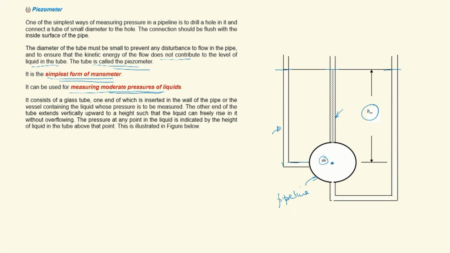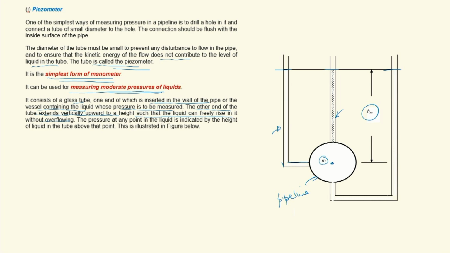It consists of a glass tube, one end of which is inserted in the wall of the pipe or the vessel containing the liquid whose pressure is to be measured. The other end of the tube extends vertically upward to a height such that the liquid can freely rise in it without overflowing.